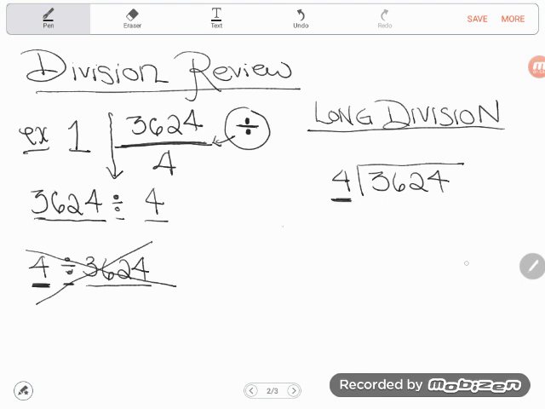This is 4 divided into 3,624. And why does that matter so much? Well, knowing that we're dividing into is going to help us understand that it is not time to multiply. It's time to make groups. When I say 4 into a number, I'm asking how many groups of 4 does that number have within it?